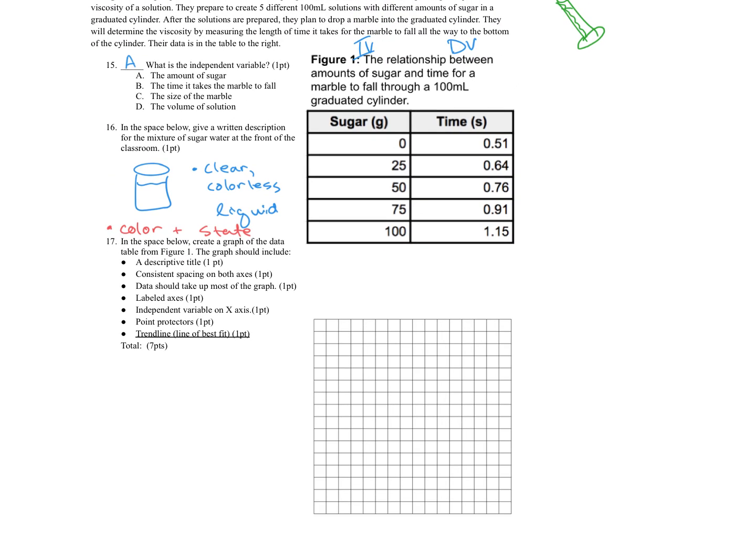Question 17 asks you to take the data up here and turn it into a graph. If you are doing this carefully, you understand that the independent variable should go on the x-axis and the dependent variable should go on the y-axis. So time in seconds, sugar in grams.